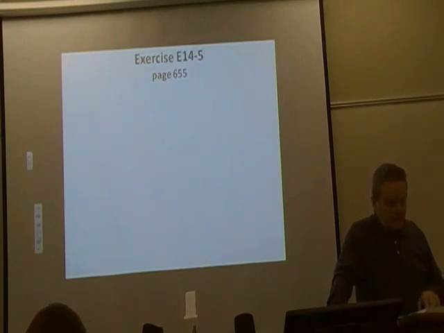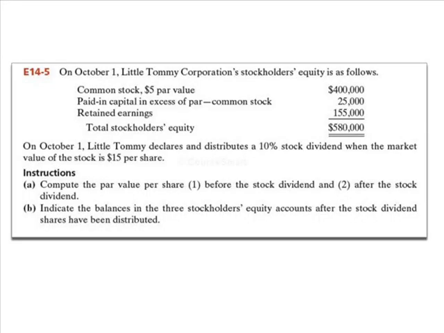14.5 at the bottom of 655 says, on October 1st, our corporation's stockholders' equity is as follows: common stock, paid in excess, retained earnings, total stockholders' equity. How much? If you see the number, say so. $580,000 of stockholders' equity. On October 1st, we declared and distributed a 10% stock dividend when the market value of the stock was $15 a share. Instructions: compute the par value per share before the stock dividend and after the dividend.